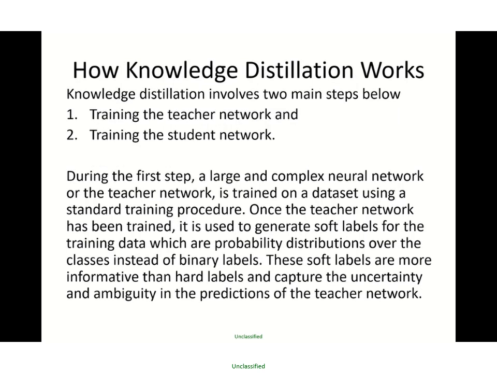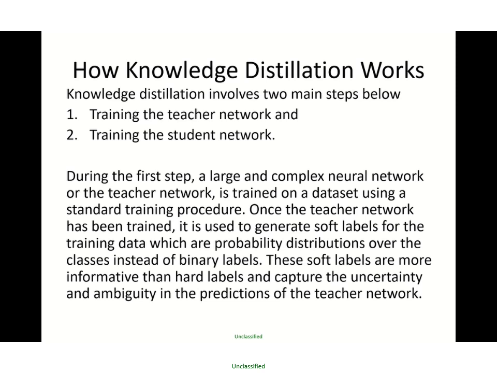How does knowledge distillation work? Knowledge distillation involves two main steps, and these are training the teacher network as well as training the student network. During training of the teacher network, a large and complex neural network is trained on a data set using standard training procedures. Once the teacher network has been trained, it is used to generate soft labels for the training data, which are probability distributions over the different classes instead of binary labels.